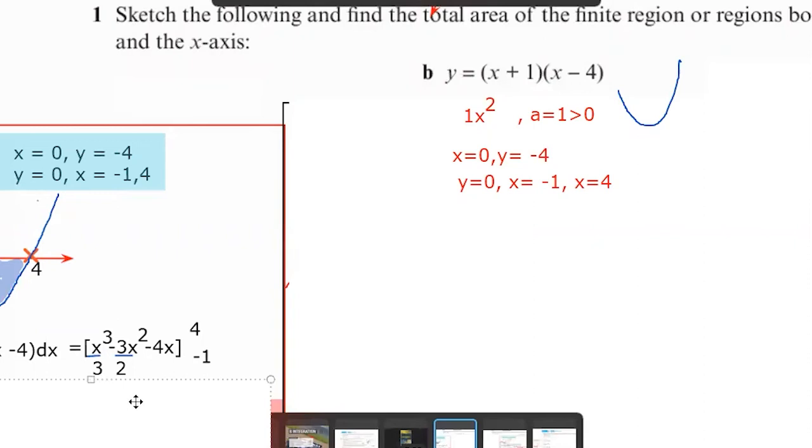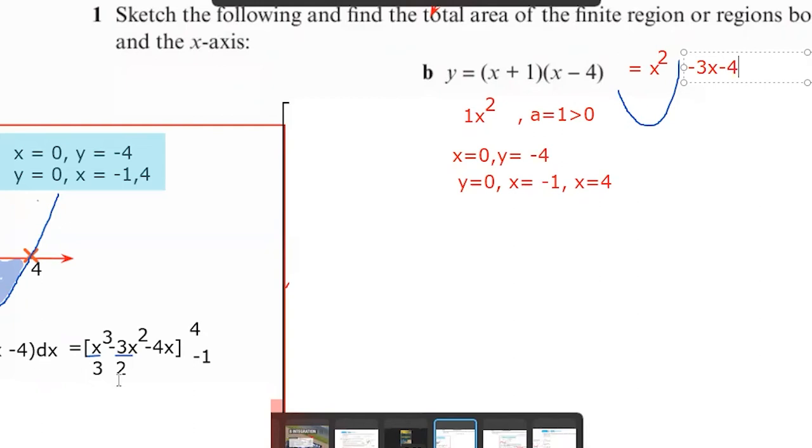Now, when we integrate the given curve, we expand the brackets. So when we expand the brackets, we end up with x squared minus 3x minus 4. So that's what we end up integrating. Now, when we integrate x squared, we get x cubed over 3. If we integrate minus 3x, we get minus 3x squared over 2.